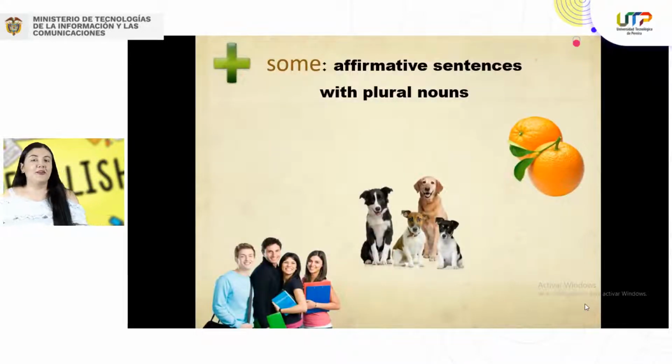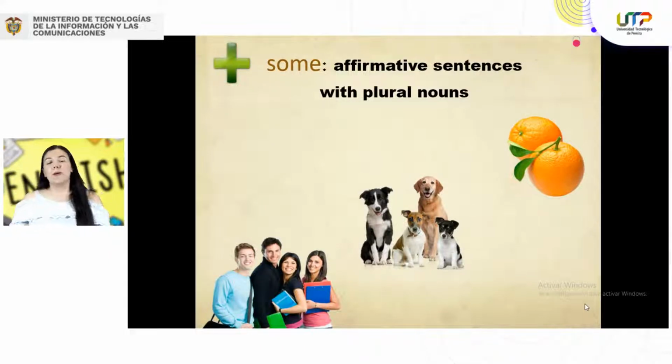Ahora vamos a ver some. Some in Spanish could be algo o algunos, ¿sí? Así que si ustedes ven, podemos usarlo con plural nouns, ¿sí? Plural nouns. But in affirmative sentences. No podemos usarlo en oraciones negativas, solamente en oraciones afirmativas. Vamos a ver el ejemplo.